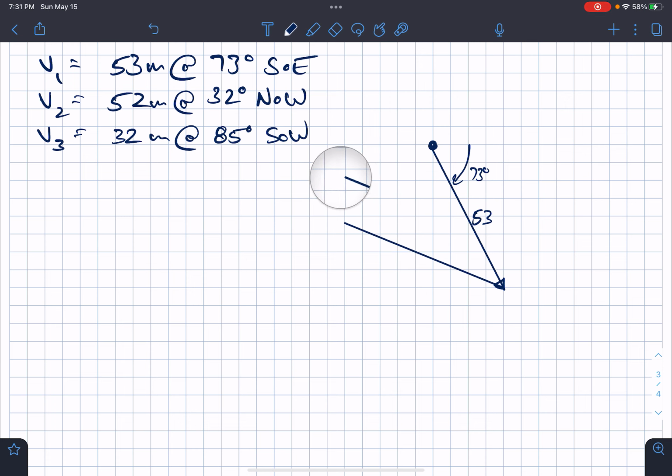Maybe something like that. 52 meters, and that's 32 degrees north of west. Let's fix that a little bit. And our last vector was 32 meters in length at 85 degrees south of west. So very nearly vertical, but in the southwest quadrant, kind of going southwest from that direction right there.